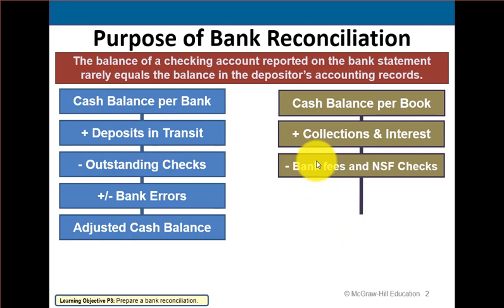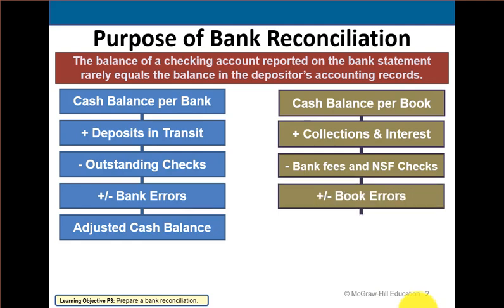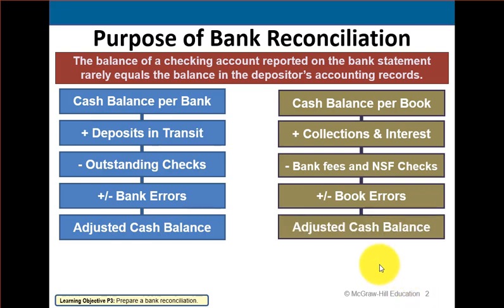Also, you want to subtract any bank fees or NSF checks, that is, non-sufficient funds checks, from the book balance, but you won't know about them until the bank lets you know about them. Anyway, there could also be some errors that you put down in the books. You might record something incorrectly, and you might have to add or subtract from that. Anyway, the idea is when you do a bank reconciliation, and there's lots of software packages that do this, you're trying to make sure that both sides have the same adjusted cash balance.